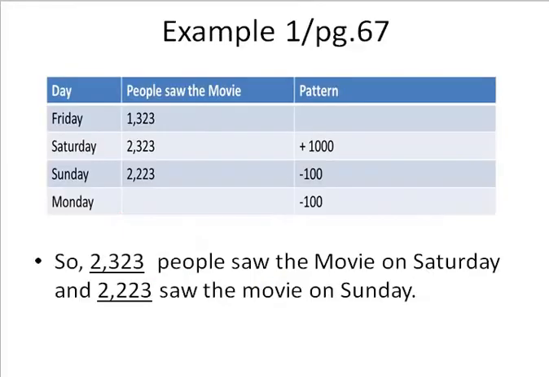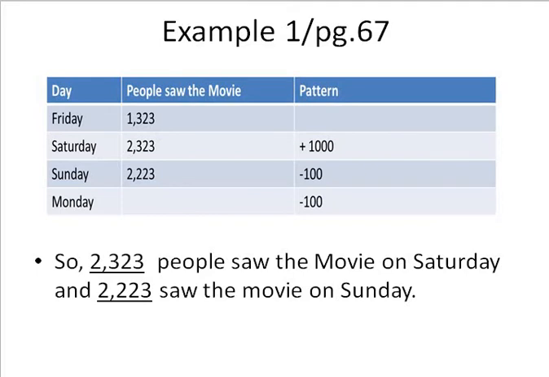Now let's go to the example in the book to find out how the pattern will help me. In the book they ask us to find out how many people saw the movie each day. They tell us first the number of people on Friday. On Saturday the number of people increased by 1,000. So I add 1,000 to the thousands, so it becomes 2,323.